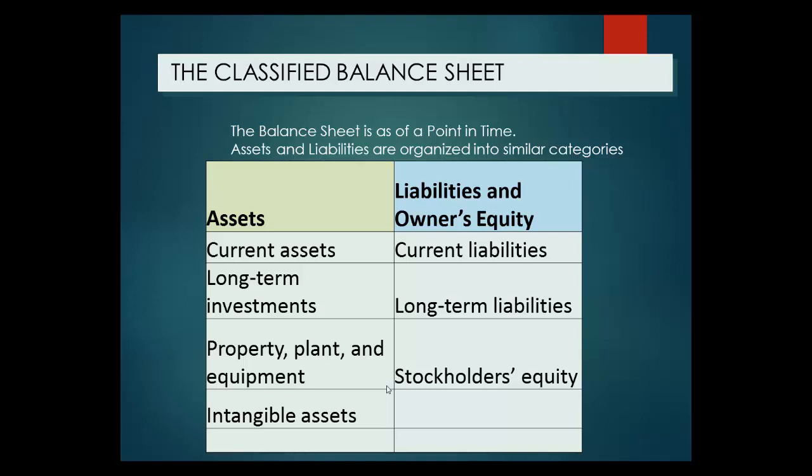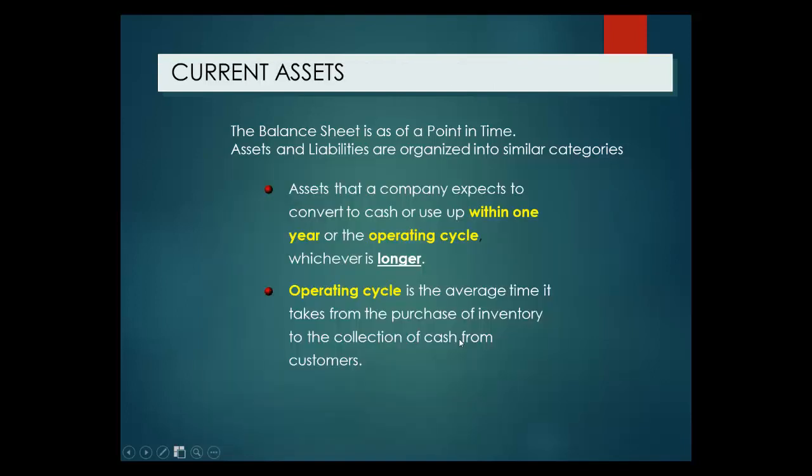And the classified balance sheet is where we create a series of categories within the assets category. And we create a series of categories within the liabilities category. And we put all the accounts that will apply to those categories under those headers. So you can see we have current assets, long-term investments, property, plant, and equipment, intangible assets, current and long-term liabilities, and stockholders' equity. So what does it mean to be a current asset?